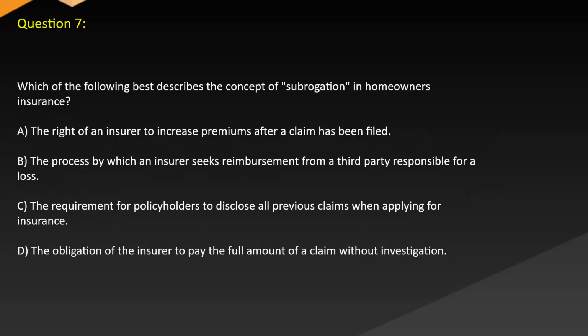Question 7. Which of the following best describes the concept of subrogation in homeowners insurance? A. The right of an insurer to increase premiums after a claim has been filed. B. The process by which an insurer seeks reimbursement from a third party responsible for a loss. C. The requirement for policyholders to disclose all previous claims when applying for insurance. D. The obligation of the insurer to pay the full amount of a claim without investigation.